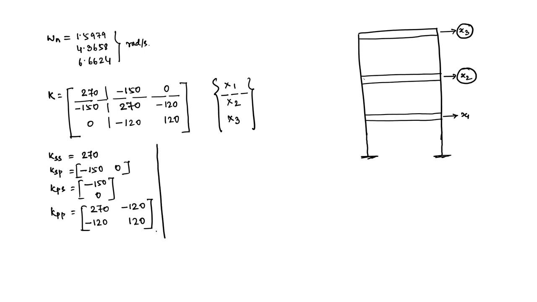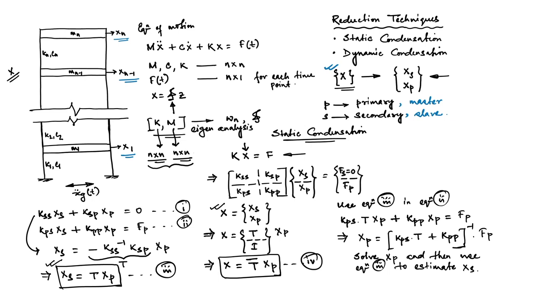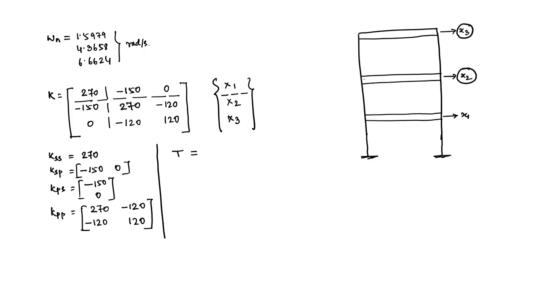So, what we can calculate is the T matrix. If we see the expression for T matrix, here it is: minus KSS inverse KSP. So, we will do that in a minute. So, we can find out this T. Now, T bar is what it is, T and I. Right.